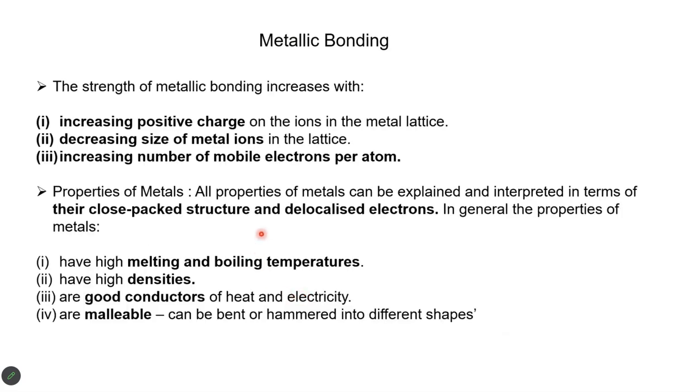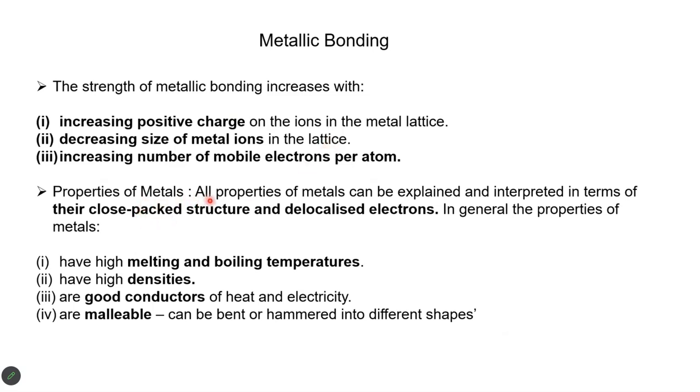Now we go to the very important properties of metallic bonding. How does metallic bonding increase in strength? When we have increasing positive charge in the metal lattice, decreasing size of metal ions in the metal lattice, and increasing number of mobile electrons per atom, that gives increasing strength of the metallic bond.